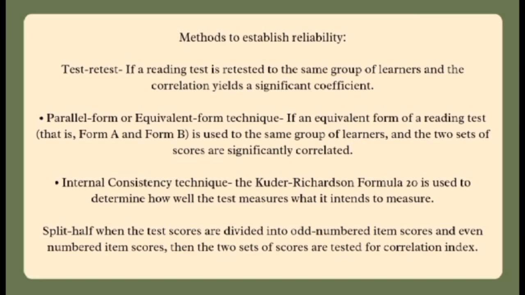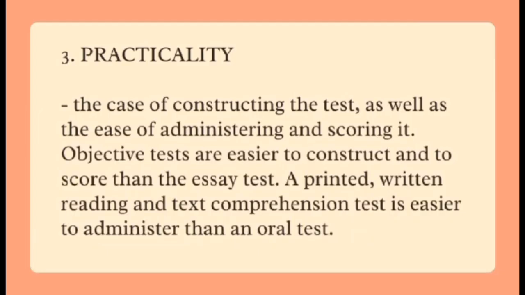Split-half: when the test scores are divided into odd-numbered item scores and even-numbered item scores, then the two sets of scores are tested for a correlation index. And lastly, we have practicality. The ease of constructing the test as well as the ease of administering and scoring it. Objective tests are easier to construct and to score than essay tests. A printed written reading and text comprehension test is easier to administer than an oral test.